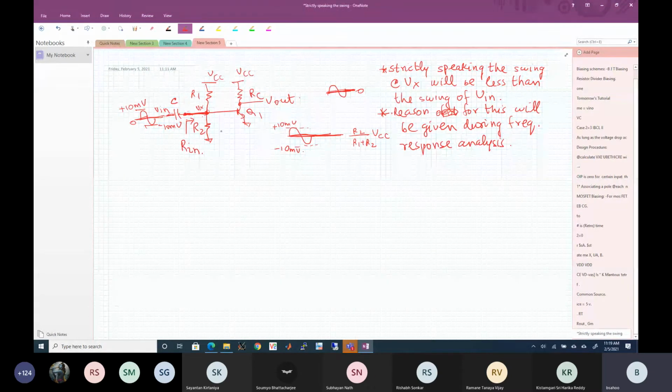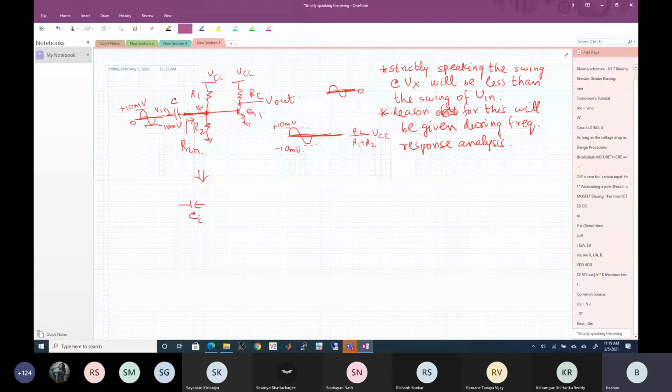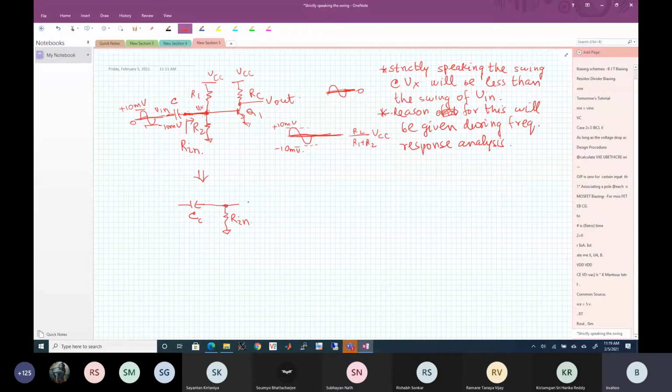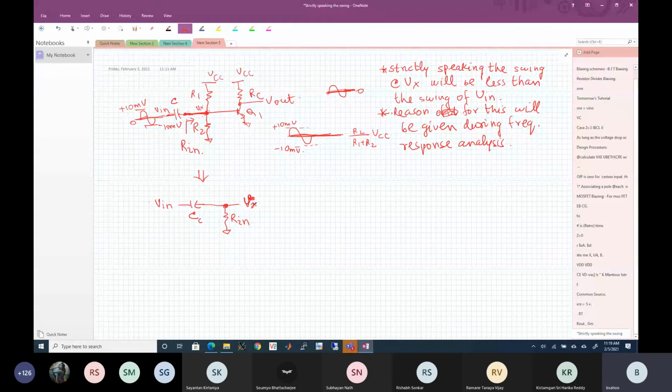Now let us redraw this circuit. As far as how much of the input signal reaches Vx, it can be analyzed like this. There is a capacitor, which we call a coupling capacitor, CC. It couples the signal onto the system. Then we replace the circuit with a resistance Rin. So then my Vx and Vin are here. The change in Vin is plus minus 10 millivolts, so the change in Vx we have to find out. When I draw small vx, it means change.